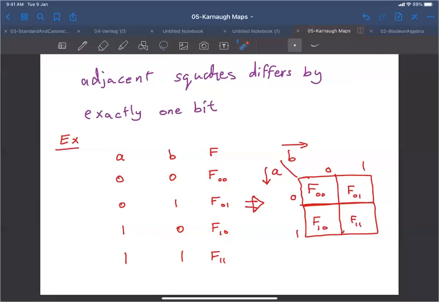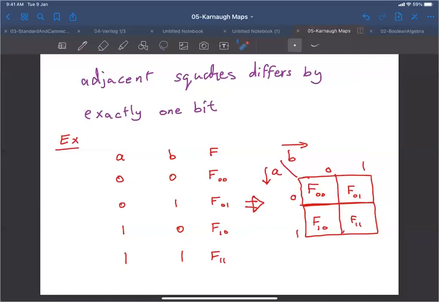All right. So if I want to transform this into a K-map, it's called a 2 variables K-map, then I do it this way. Why this way? Well, because F0, 1, you see the input 0, 1 here, and the input here is, I'm sorry, it's 0, 0 here, and the input here is 0, 1. So they differ by 1 bit here, and they are adjacent.